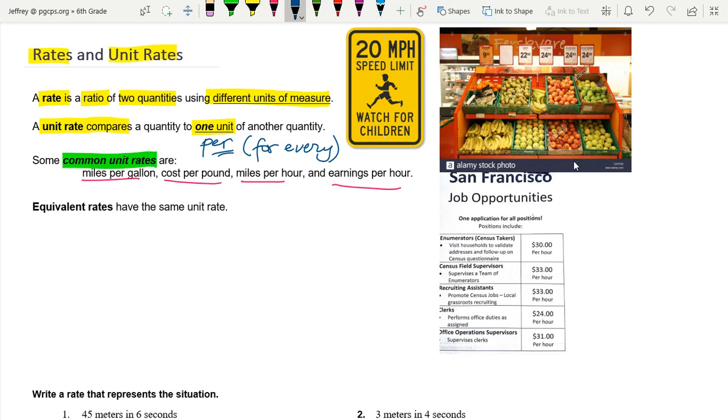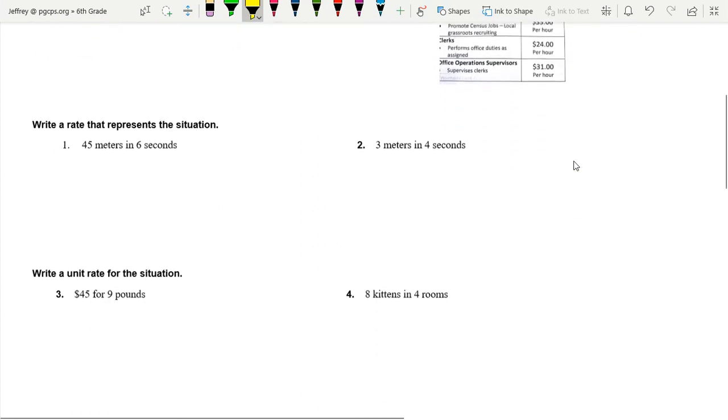So how do we know if we have equivalent rates? It says here, equivalent rates have the same unit rate. Now we talked about equivalent ratios before. So it's actually the same way you find equivalent rates. When you find equivalent ratios, we either divide or multiply the numerator and the denominator by the same number. The easiest would be to compare if the two rates have the same unit rate because you're just going to be dividing. Okay?